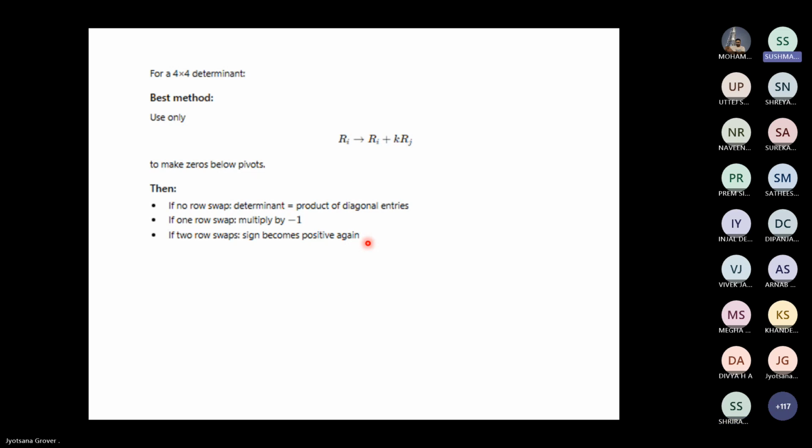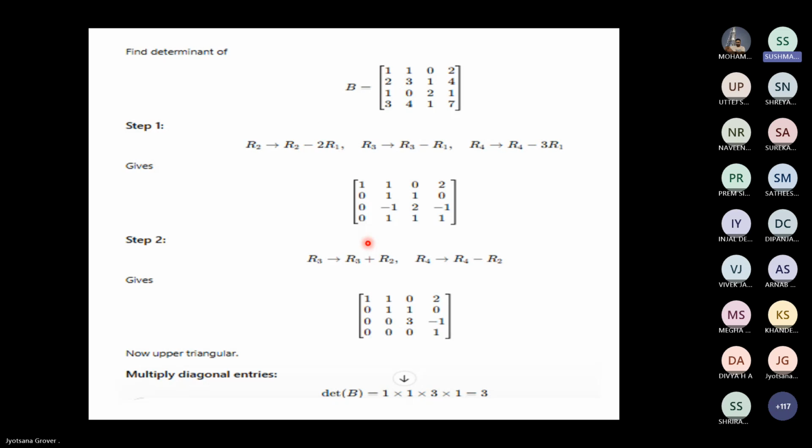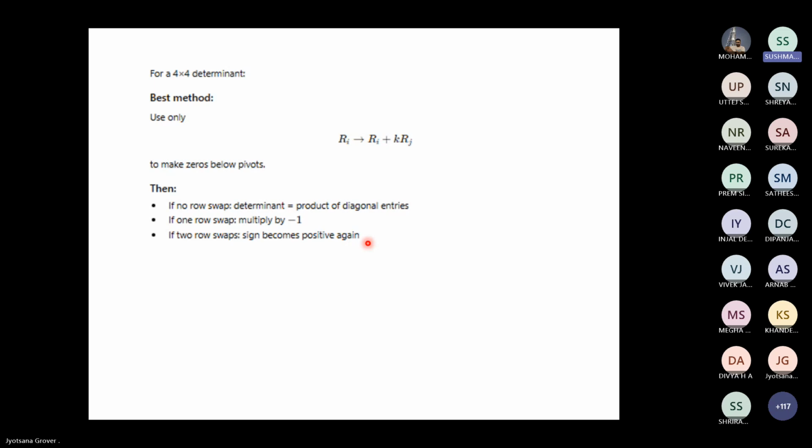Ma'am, I understood. We'll have to get the matrix into REF, and then use the product of diagonal entries to get the determinant. But can you go back to the first slide where you mentioned the formula? To make 0 below pivots, do we use only that formula you mentioned? I'm not able to understand.